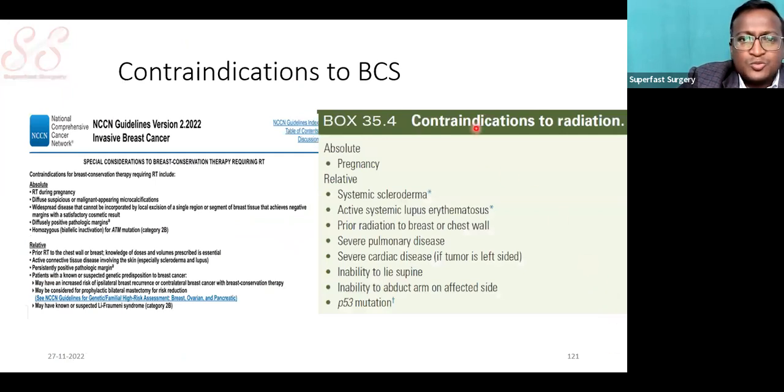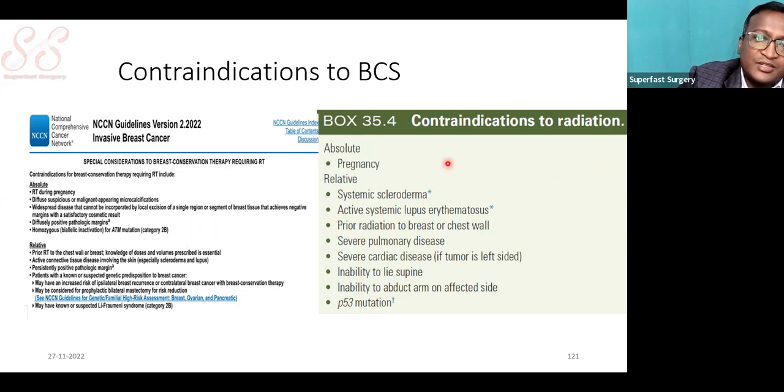Now, contraindications to BCS are divided into absolute contraindications and relative contraindications. This is given in NCCN. Contraindication to radiation therapy, diffuse suspicious microcalcification, inflammatory breast cancer, and diffusely positive margins are all contraindications to breast conservation. Relative ones, you can read. Prior radiation therapy exposure and persistently positive margins are also contraindications for breast conservation surgery.